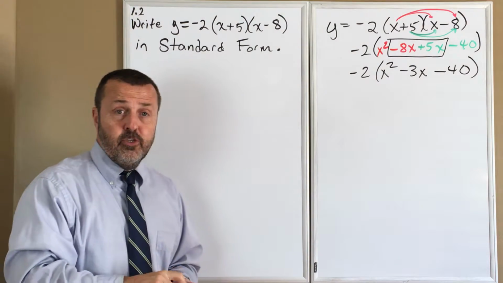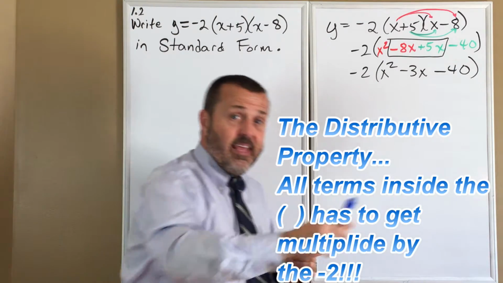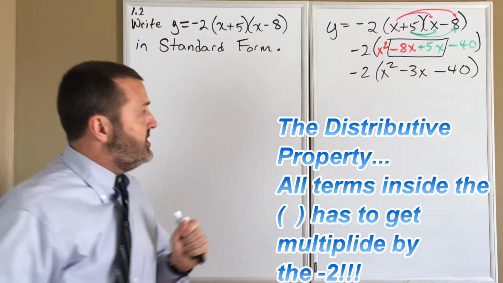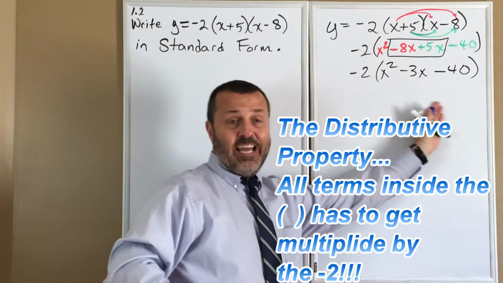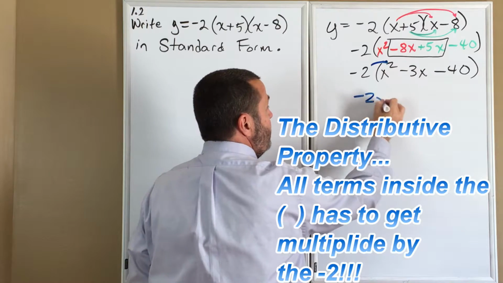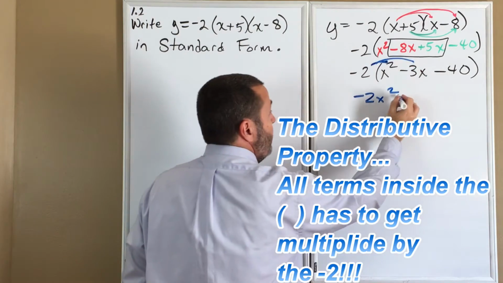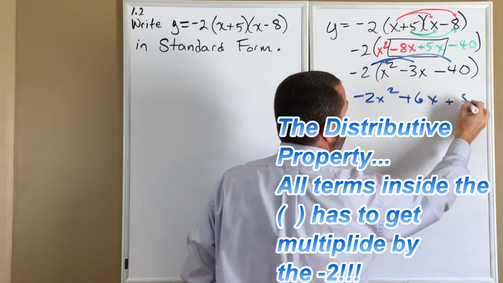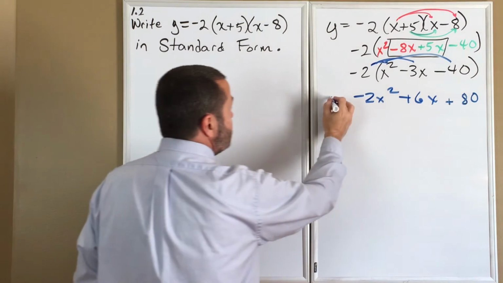Now we have to use the distributive property. It's like the mailman. Everybody gets that piece of junk mail on the road. The next house gets that junk mail. The next house gets that junk mail. When you use the distributive property, everything inside the parentheses gets multiplied by negative 2. Negative 2x squared plus 6x plus 80. And my y equals comes down.